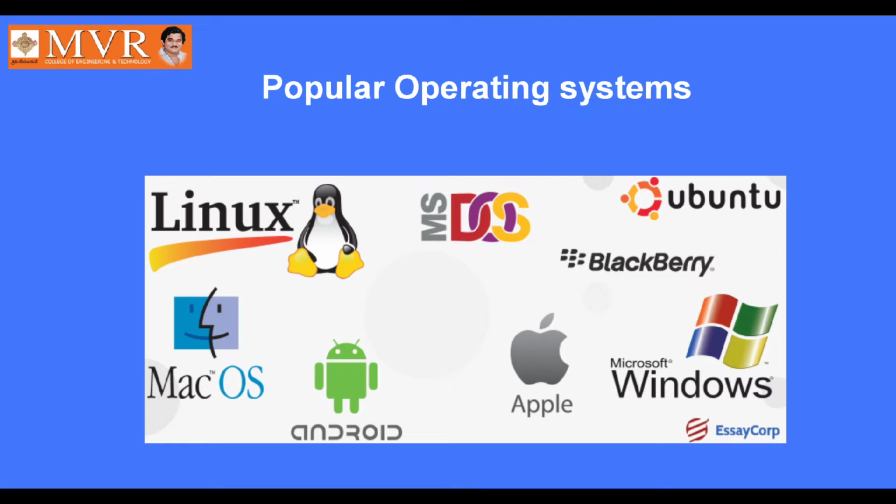Similarly BlackBerry, so you all know that BlackBerry mobiles use the BlackBerry operating system. Similarly Windows, very famous. And Apple uses Mac OS, Macintosh operating system. Similarly, all mobile phones nowadays use the Android operating system. So these are some of the very familiar operating systems that we are using nowadays.